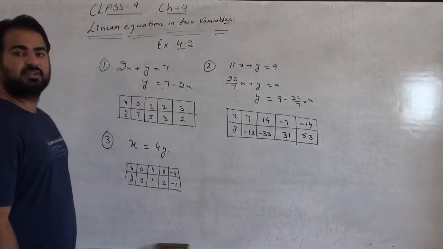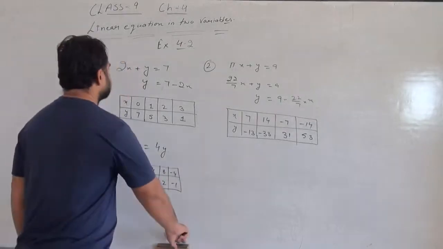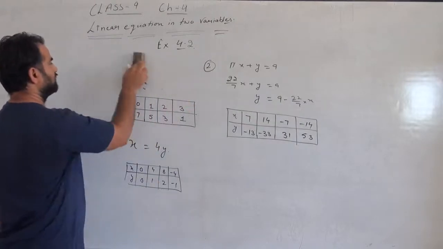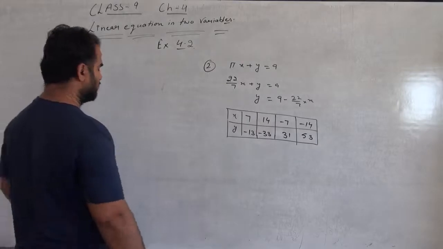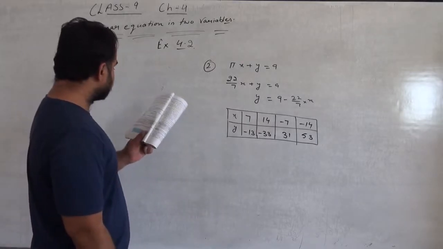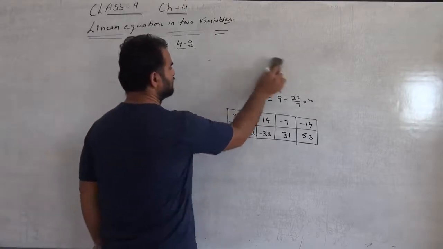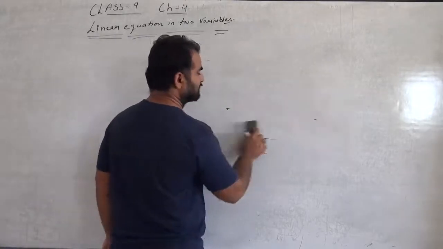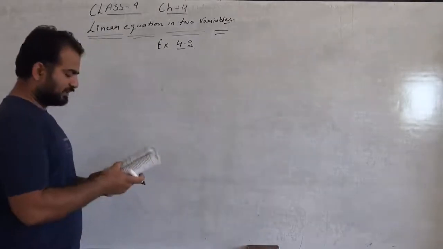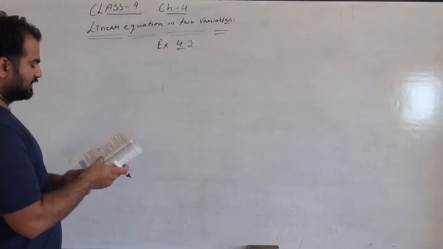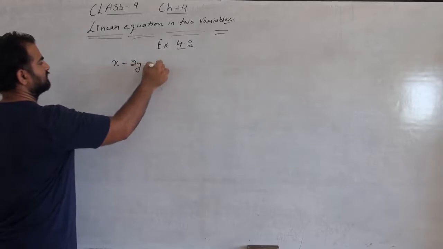Okay. So these are the three questions of question number second. Next is question number third. Question number third is we have to prove whether the given values satisfy the equation or not. Because if it satisfies, then these must be the solution of the equation. Okay. So the equation is x minus 2y equals to 4.